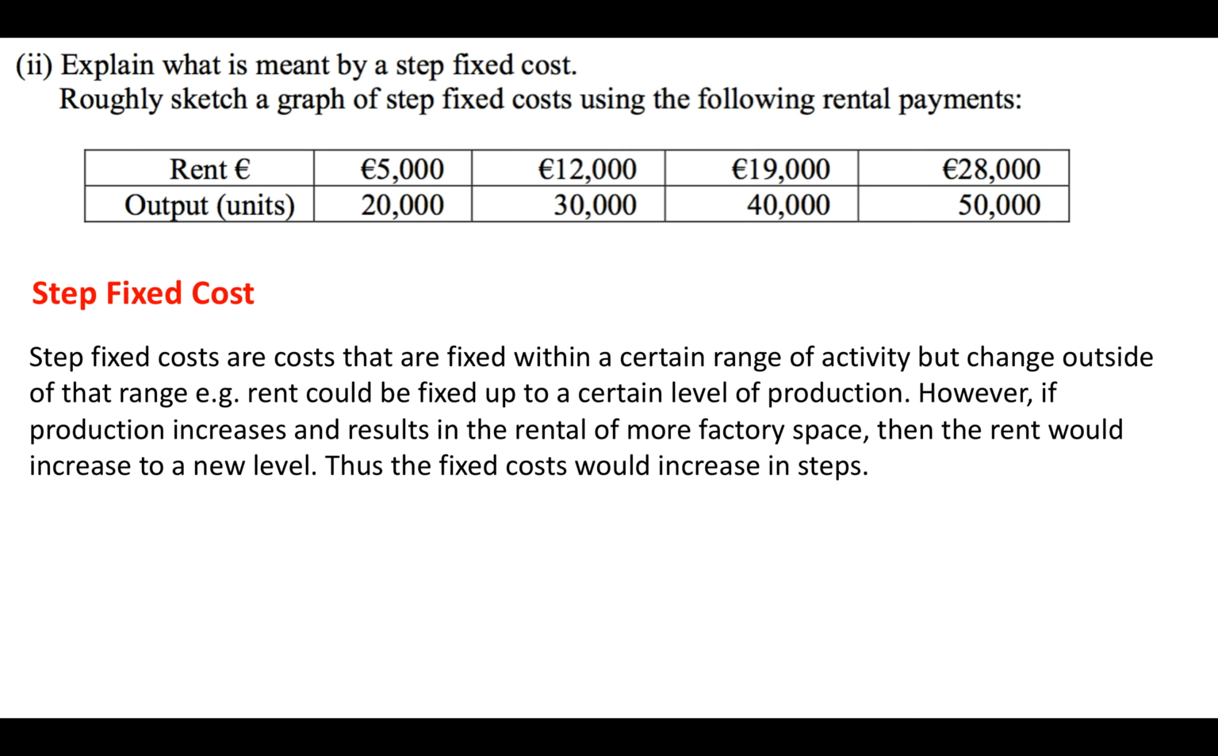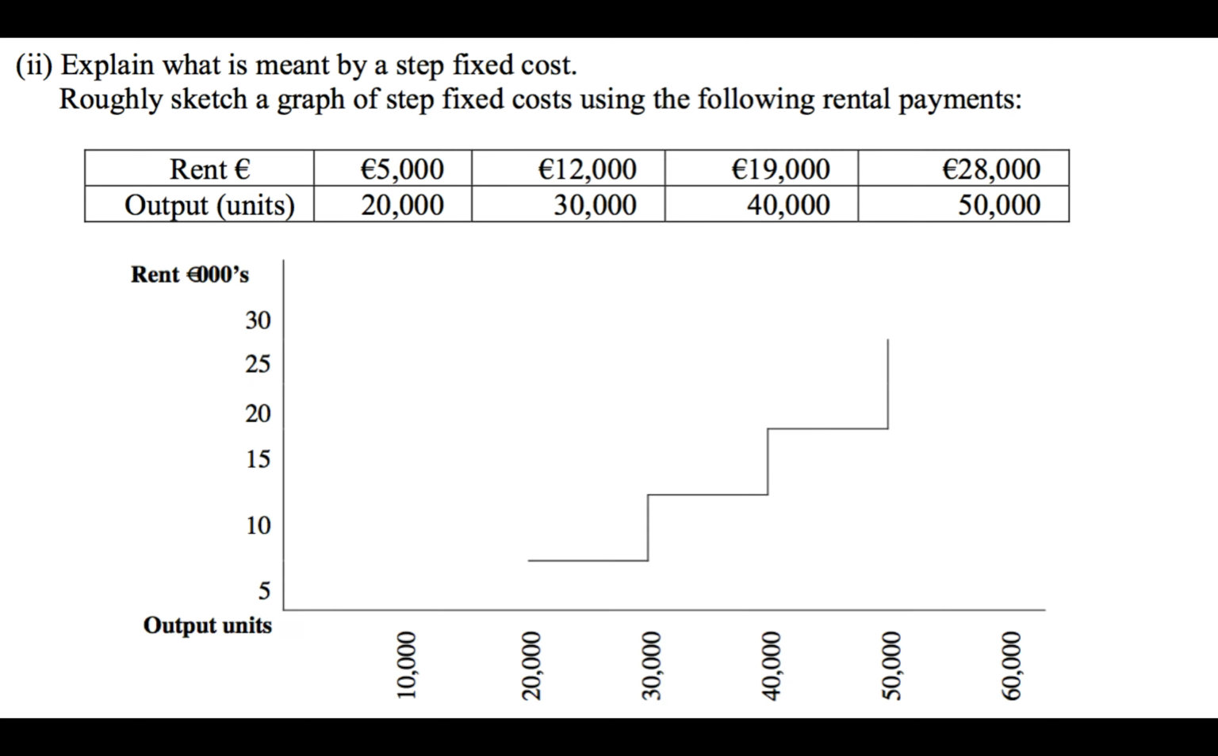So obviously you'd use the information from the question. It's obviously hinting at you that the costs are going to increase as the output increases there. So this is your graph of your step fixed cost there. Okay, you can see it's just like a flight of stairs there.